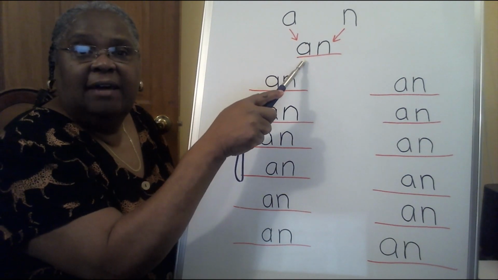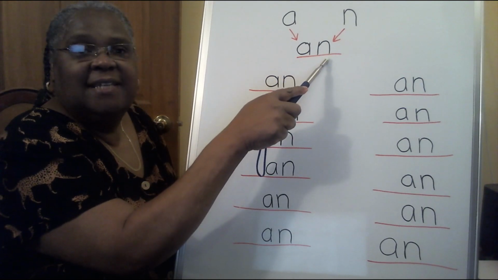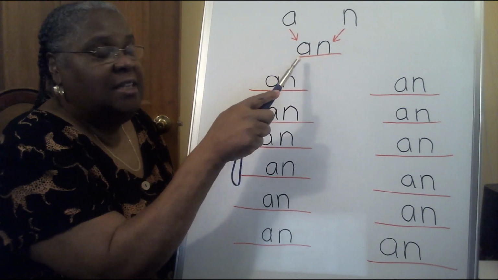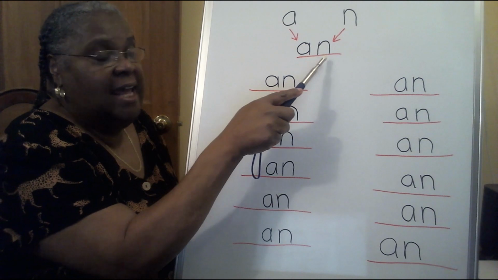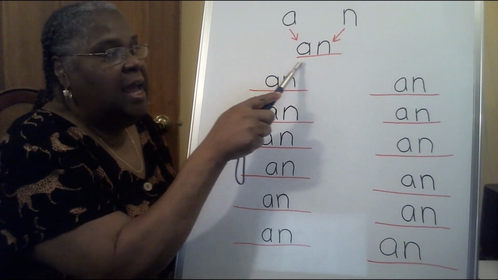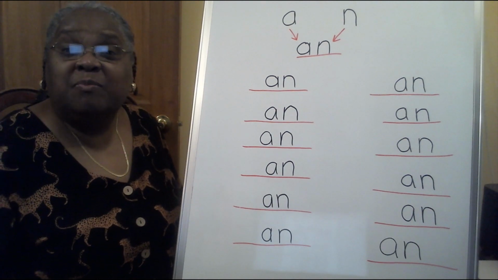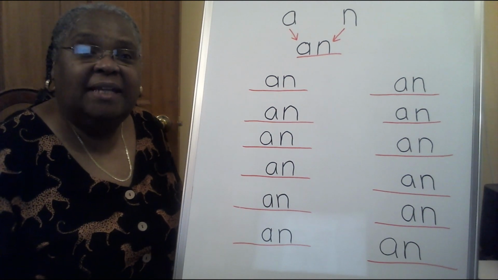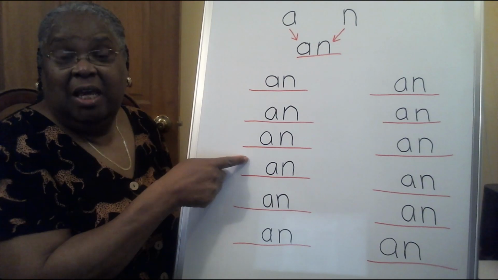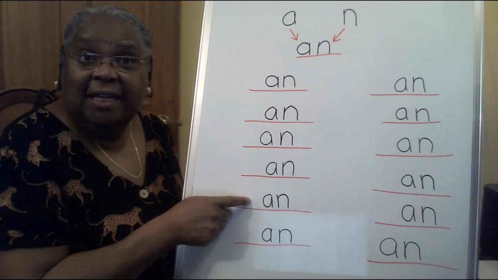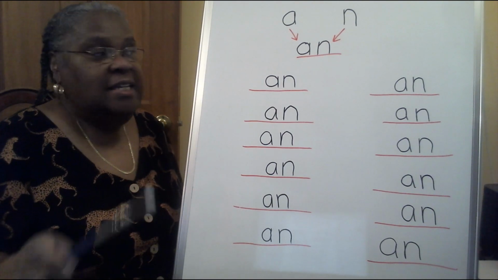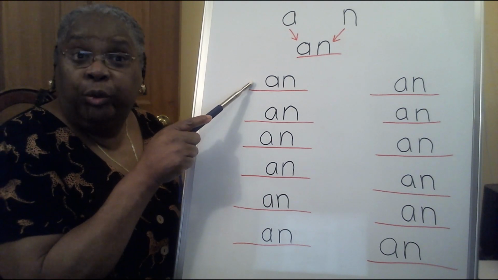Say the A sound, ah. Say the N sound, n. Now say the A sound and the N sound together smoothly. And great job. Now there are some special things to know about the blend AN. The blend AN that we formed here is a standalone word.